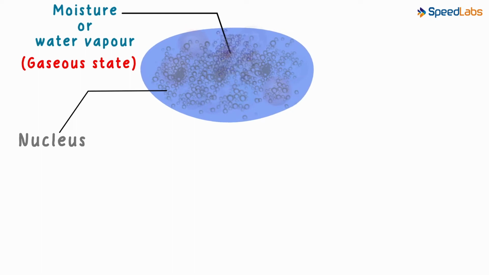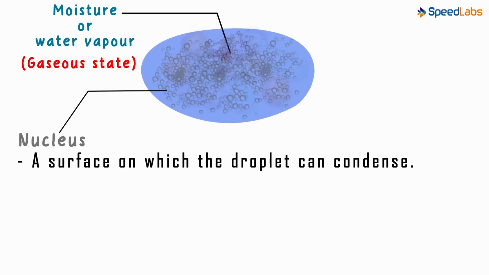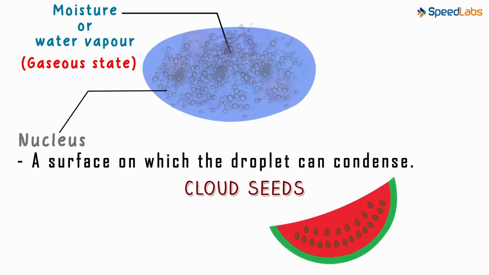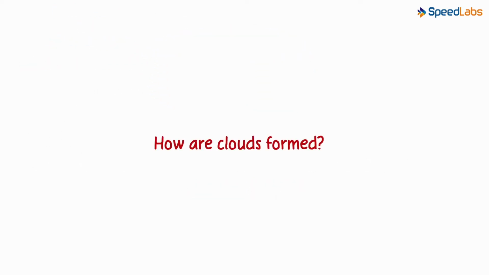What exactly is a nucleus? A nucleus can be considered as a surface on which the droplet can condense. Do you know these condensation nuclei are also called cloud seeds? Yes, just like seeds in the center of the fruit, similarly, a condensation nucleus will be surrounded by the water droplet. Now coming back to our original question, how are clouds formed? Several such nuclei come together to form clouds.